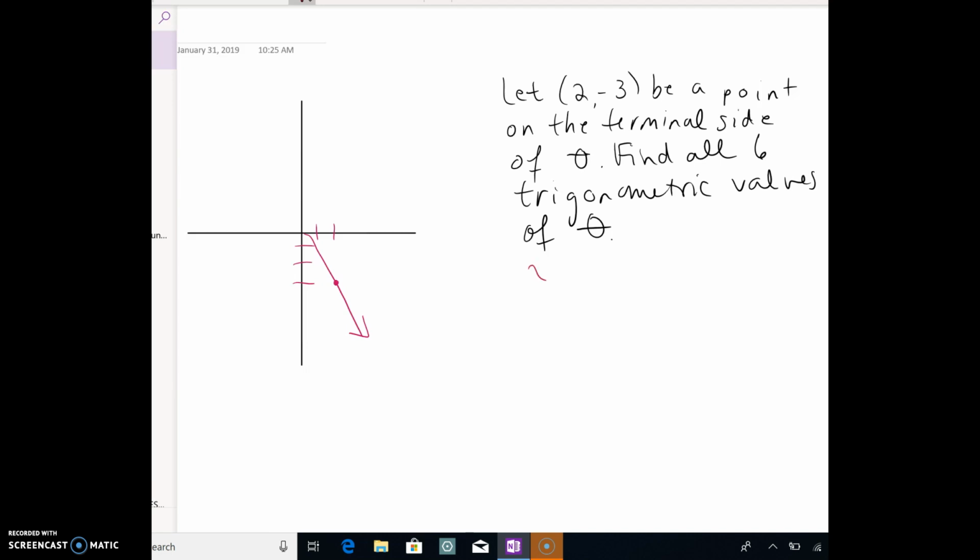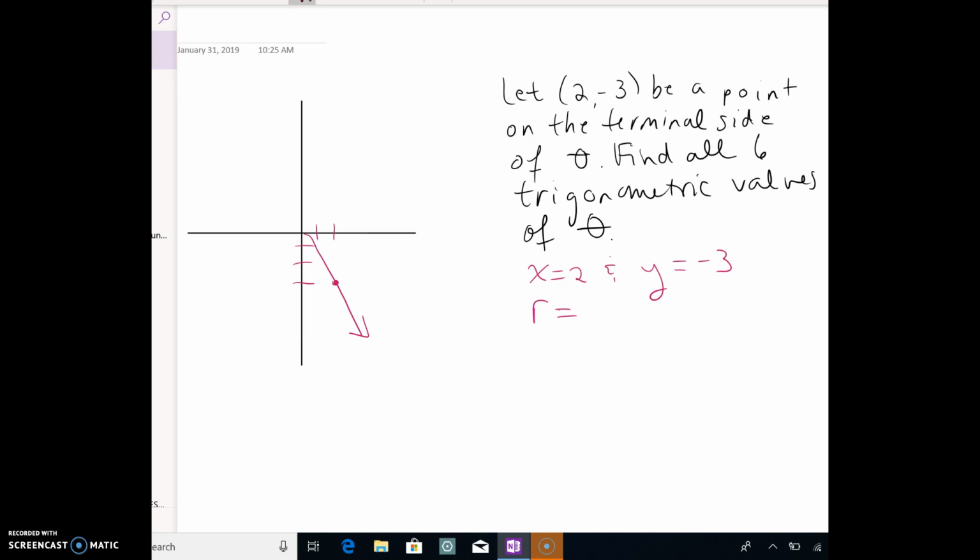So we know the following. We know that x is equal to 2, and we know that y is equal to negative 3. Now remember, in order for us to find the trigonometric values of theta, we need 3 values. We need x, we need y, and we need r. One of the interesting things is that I want you to understand where the formula for r came from, and then we'll apply it.